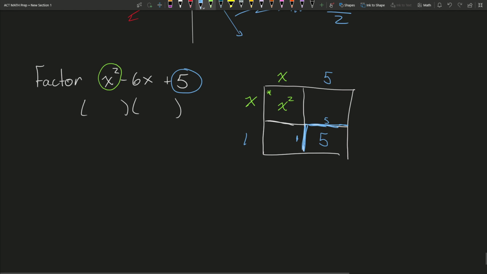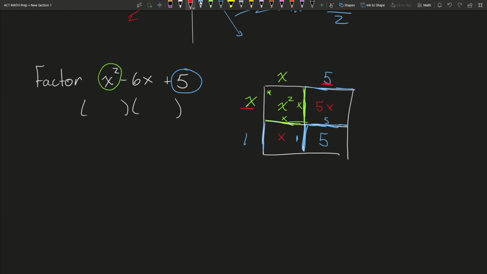So we have these lengths. So this is going to be x. This is going to be x. This is 5. This is 1, right? So if we just finish out this box, x times 5 is what? X times 5, what is it? Yeah. What's x times 1? It's just x, right?